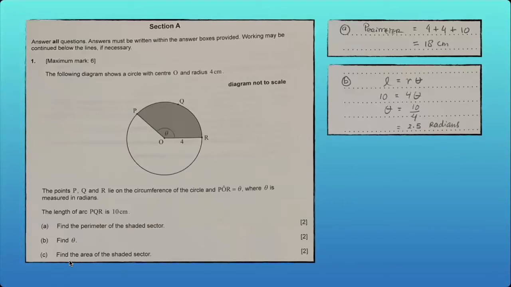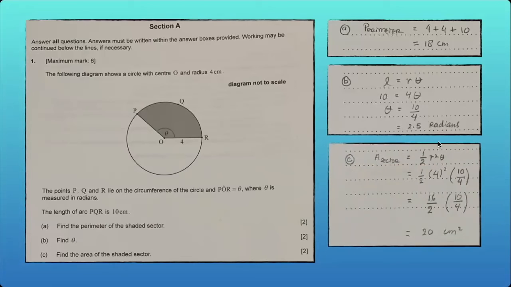Part C, find the area of the shaded sector. This is the formula for finding area of a sector. And we know the radius, which is 4. And we know theta. Here I use 10 over 4. Therefore, the answer is 20 centimeters squared.